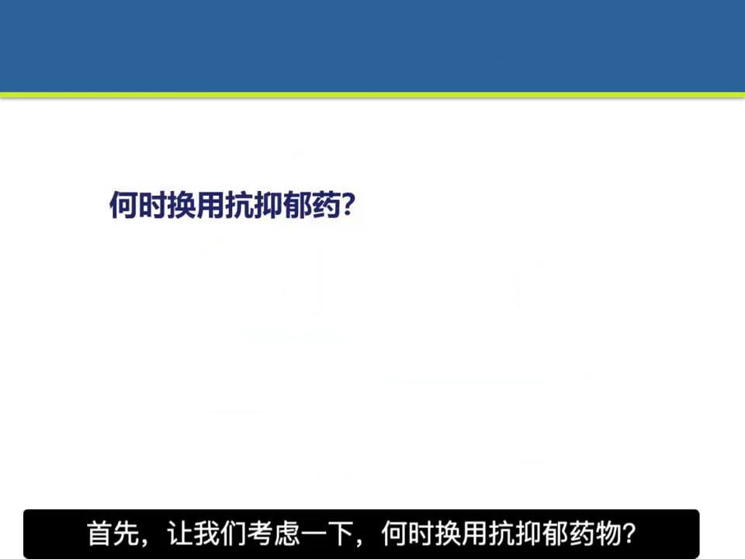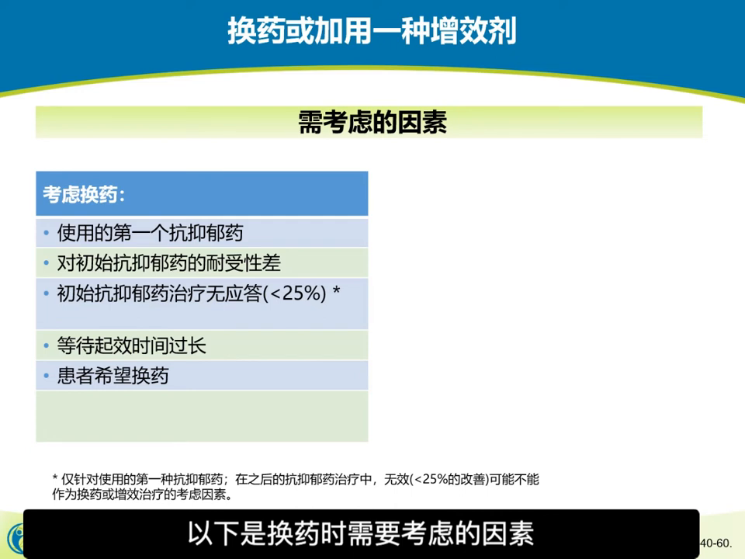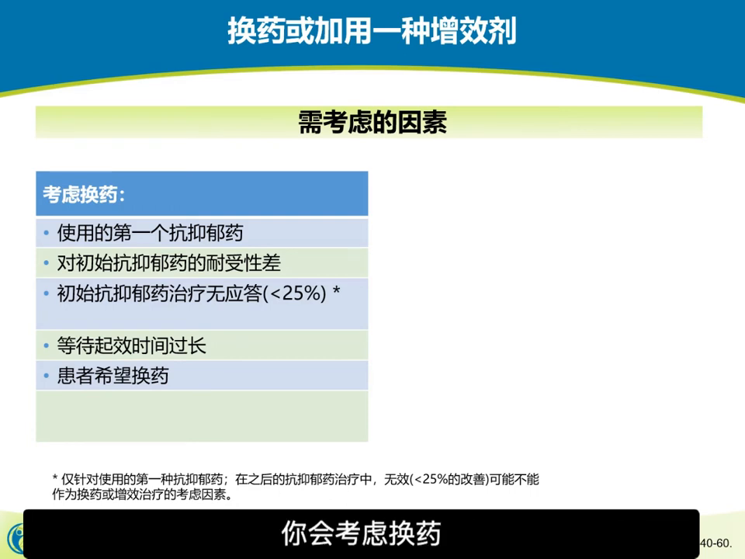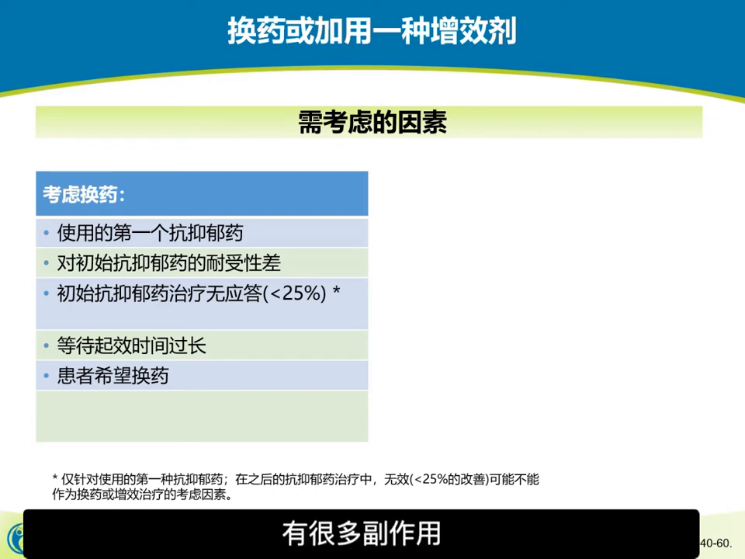First, let's consider, when do you switch the antidepressant? Here are the factors that you need to consider for switching to a second antidepressant if the first antidepressant hasn't been effective. You would consider switching if it's the first antidepressant that the patient's tried. If the first antidepressant is poorly tolerated, if they're having a lot of side effects, then it makes sense to switch the antidepressant. If the patient has no response at all, and by that we usually define as less than 25% improvement in the depression score, then you might want to consider switching to a different antidepressant.